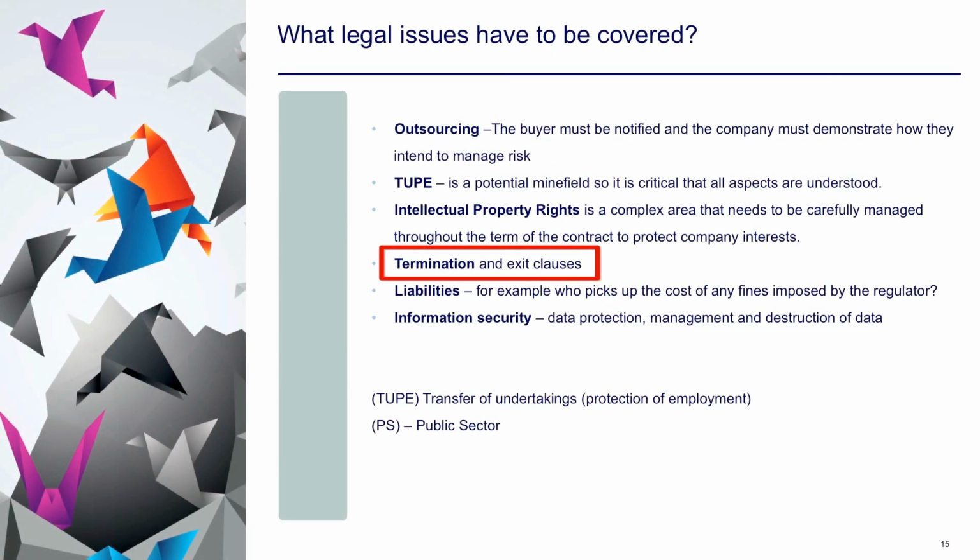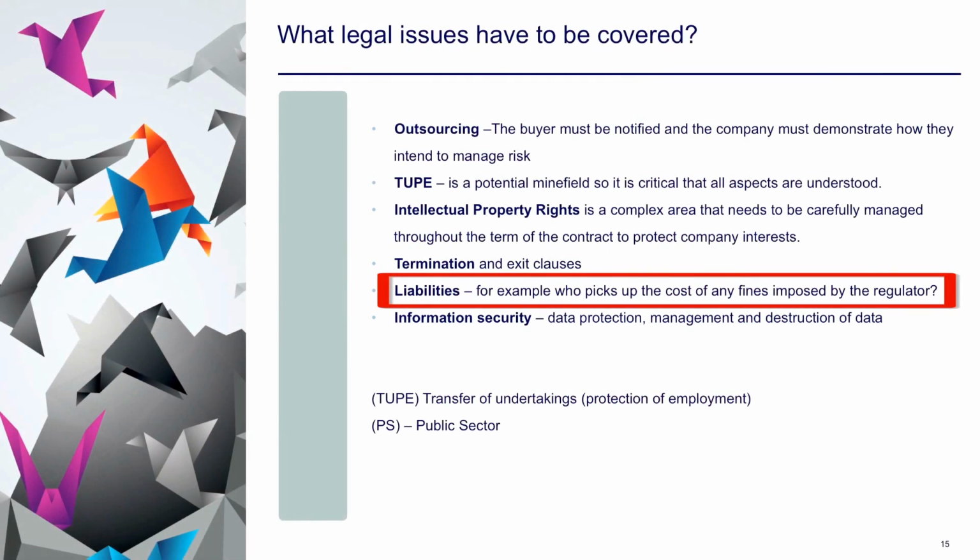Termination and exit. We need to be clear about what our exit strategy is. We need to make sure that we've got an exit plan, and that it's signed off and approved by our legal team. And we also need to make provision for if we have a breakdown in relations, and then liabilities.